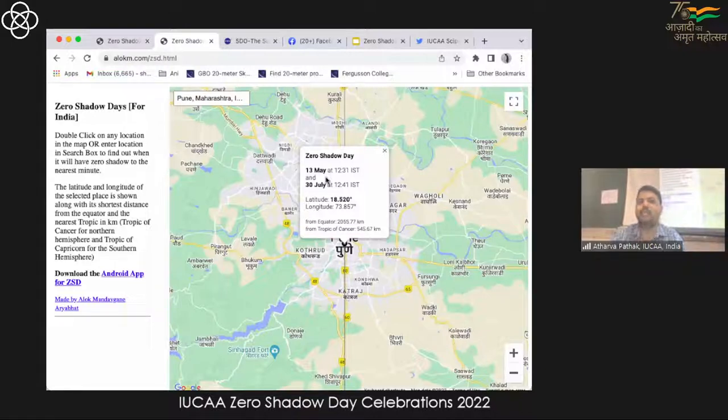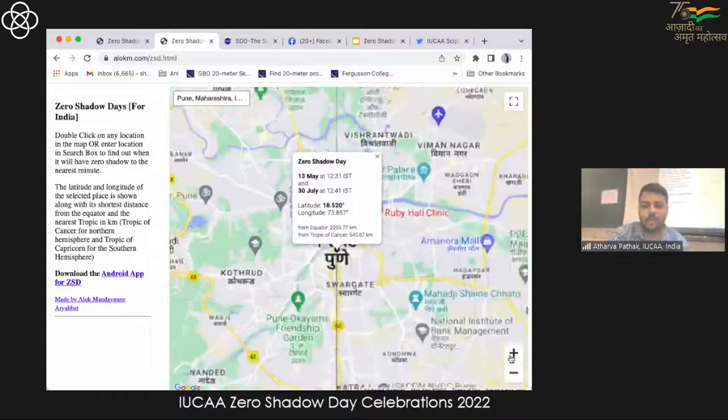Now, if you do not know the name of a certain place, but you know the Google Map location, maybe it's a hotel, maybe it's your camping site, or maybe it's your school ground. Your school ground may not appear on Google Maps, right? But you can find your school on the map, double tap onto that school ground, and easily find out when there will be a zero shadow day if you observe from that ground. So you can also do that.